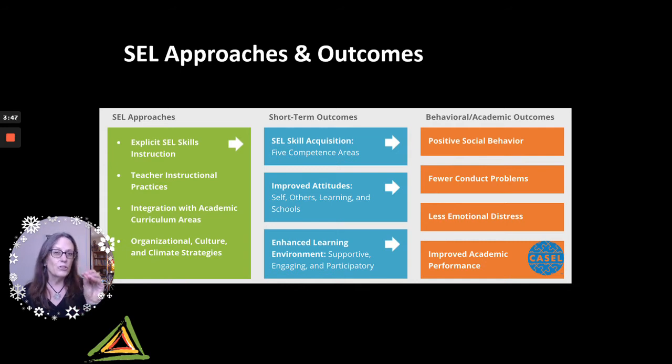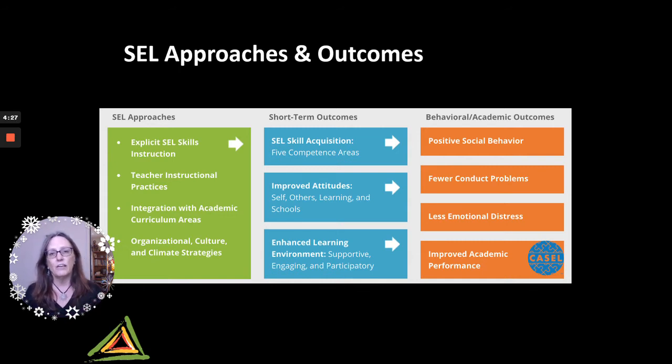Here are some social emotional approaches and outcomes from CASEL. When we engage in explicit skill instruction, when we focus on teacher instructional practices, when we integrate with academic curriculum areas, when we look at our organizational and cultural and climate strategies, that can result in short-term outcomes such as skill acquisition, improved attitudes, and enhanced learning environments, which in turn lead to positive social behavior, fewer conduct problems, less emotional distress, and improved academic performance.